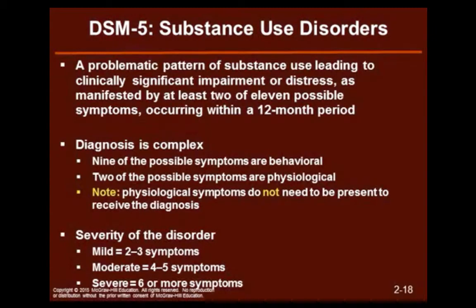So even within those symptoms, we have multiple categories. And those physiological symptoms, that changing model of drug dependence, those do not have to be present for a person to receive the diagnosis of a substance dependence. Now, we also rank those by severity. A person could have a mild substance use disorder or a severe substance use disorder, depending on how many symptoms the treatment professional notes in their behavior.